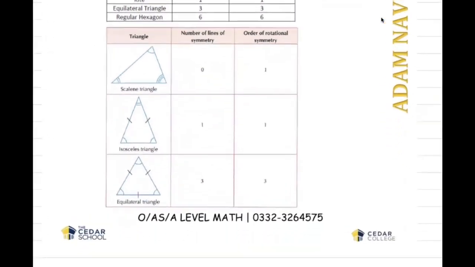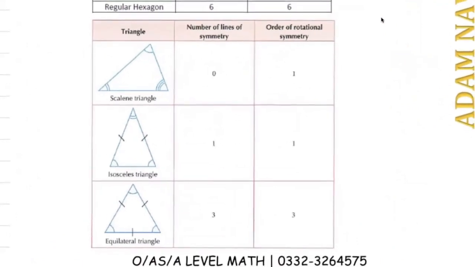Okay. Consider this triangle. It's a scalene triangle. A scalene triangle is a triangle that doesn't have any equal angle. Okay, none of the angles are equal. So how many lines of symmetry does this scalene triangle have? 0. You don't have any line of symmetry. You pass a line like this, it's not symmetrical, not symmetrical, not symmetrical.